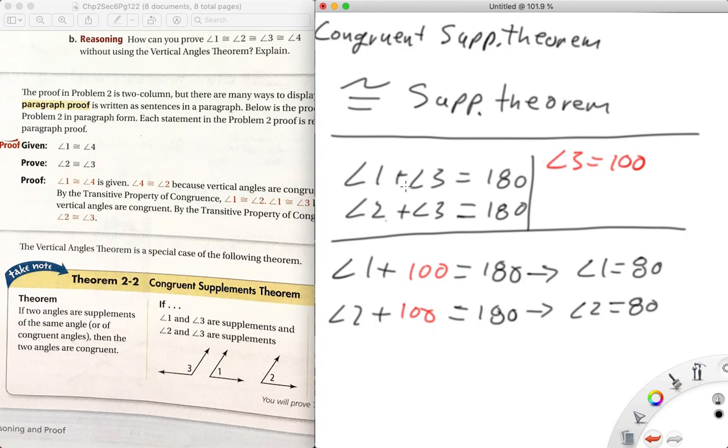So since they're supplements to the same angle, angle 3, that means that angle 1 has to be congruent to angle 2, because when we set them up to add up to 180 and subtract the same angle from both sides, these guys have to be the same. So this is the congruent supplements theorem. If two angles are supplementary to the same angle, then they are congruent. Congruent supplements theorem.